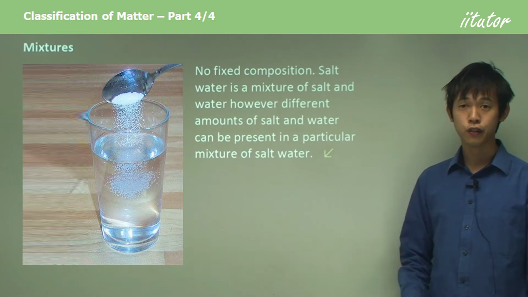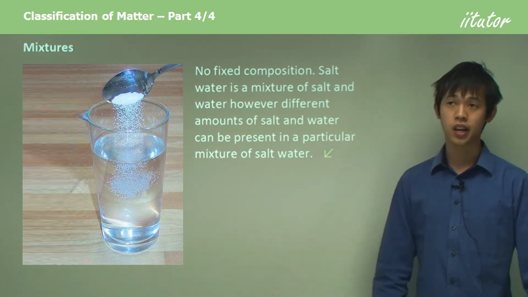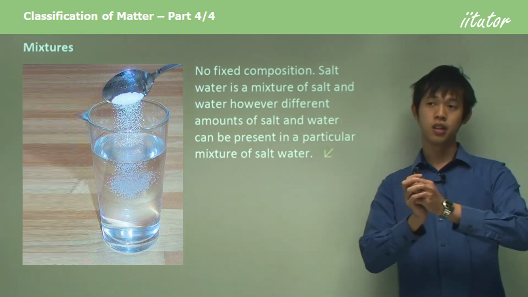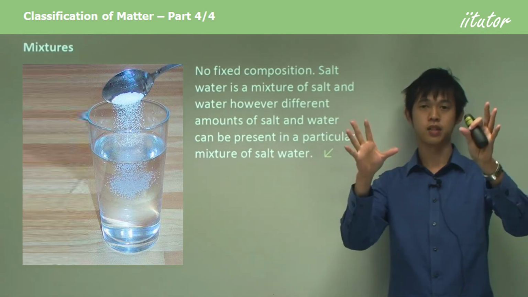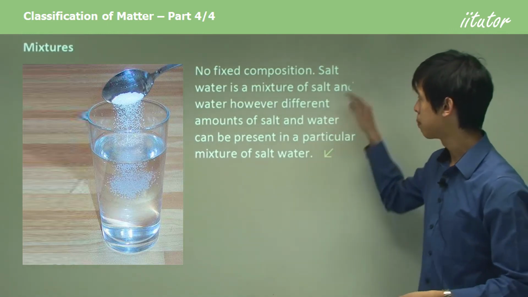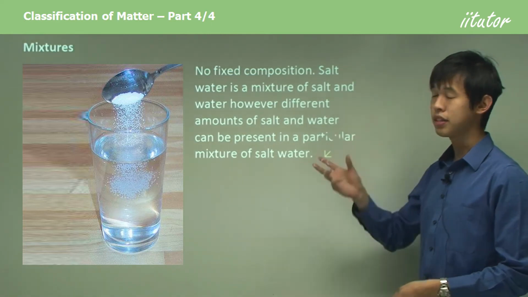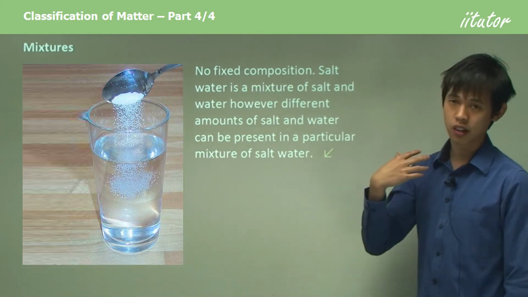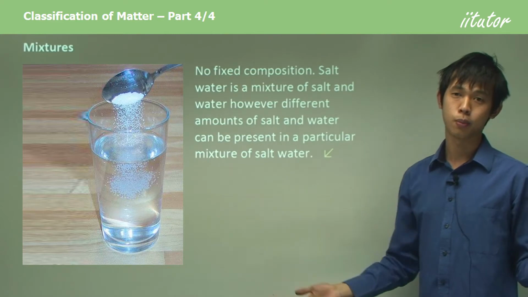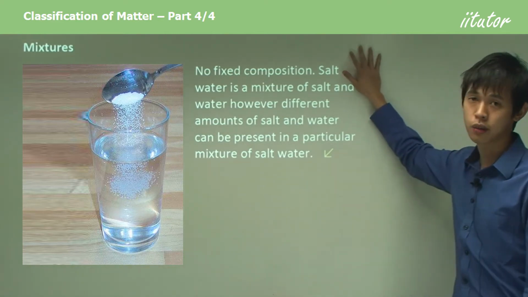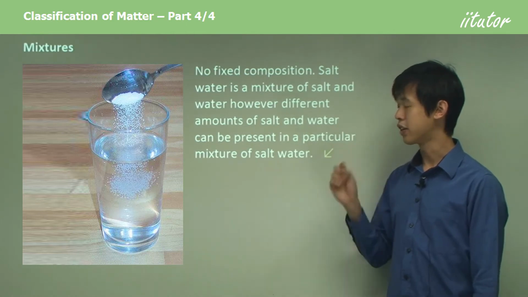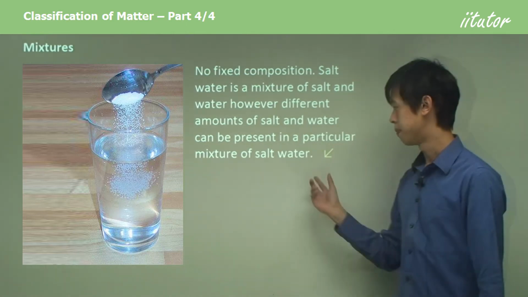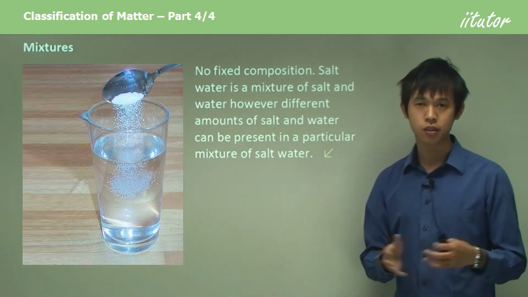Now mixtures have no fixed composition. Okay, like in compounds, we saw that you could only ever have one oxygen for two hydrogens. Okay, but with mixtures, you can have an infinite array of compositions. Let's take salt and water. Salt water is a mixture of salt and water. However, you can add different amounts of salt, but you still call it salt water.